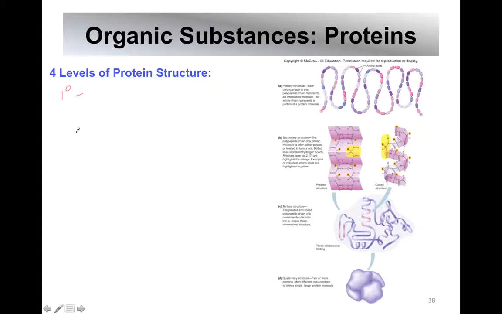Secondary level is either a beta pleated sheet or an alpha helix.